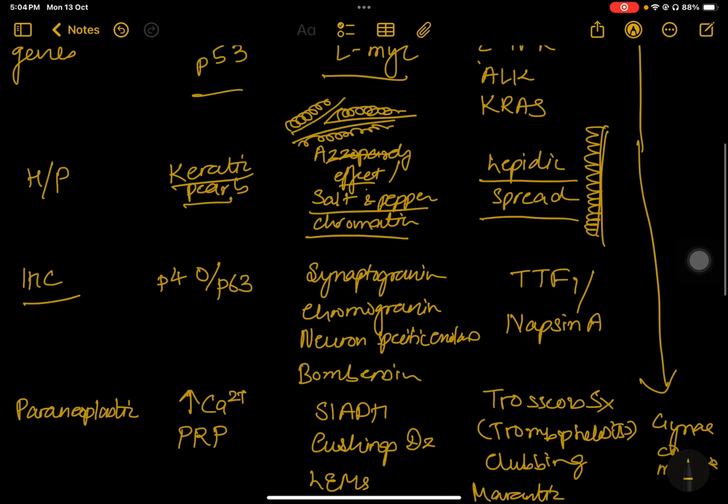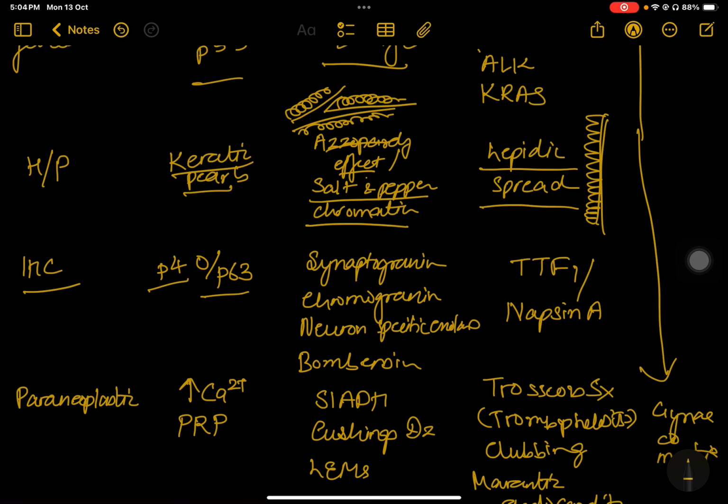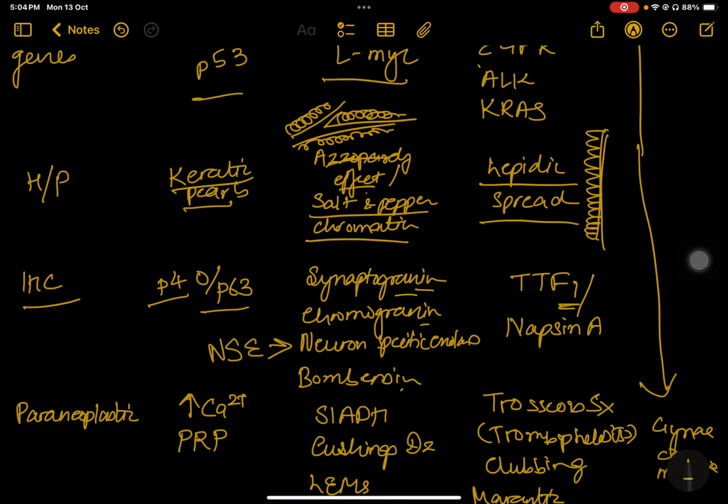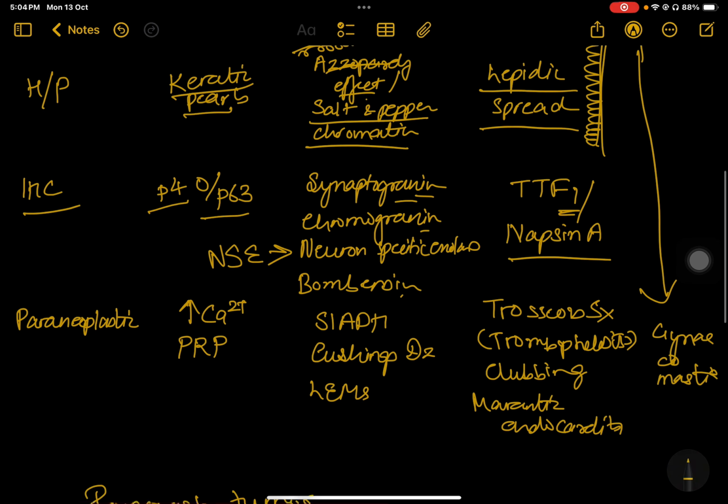Coming to immunohistochemistry, you will see P40 and P63 positivity in squamous cell carcinoma. Because it is a neuroendocrine tumor, you will see the positivity of these markers, which end in -in, so synaptophysin, chromogranin, bombesin, and this is NSE, that is neuron-specific enolase, which is also positive. Adenocarcinoma starts with A, and A is the first alphabet, so TTF1 and napsin A is positive in adenocarcinoma.